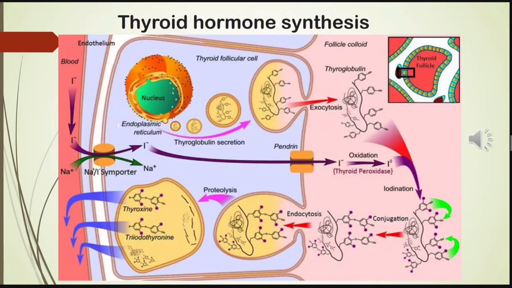This slide is just a review of your thyroid hormone synthesis. Your iodine from the blood enters your follicular cells via your sodium iodide symporter. It is then transported into the follicle colloid via your pendrin. In the meantime, your thyroid follicular cells start forming your thyroglobulin. The thyroglobulin will then get iodinated, thus forming your T4 and your T3.